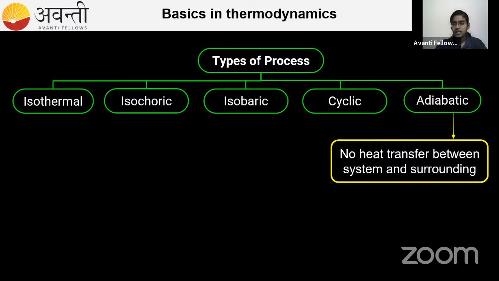And coming to the adiabatic process, there is no heat exchange or transfer between the system and the surrounding. Those processes are called adiabatic processes, and the boundary is called an adiabatic wall. So these are the 5 very important types of process we learn in this lesson.